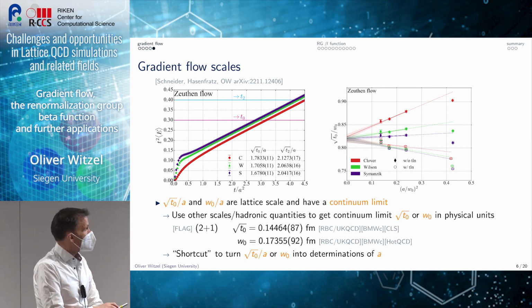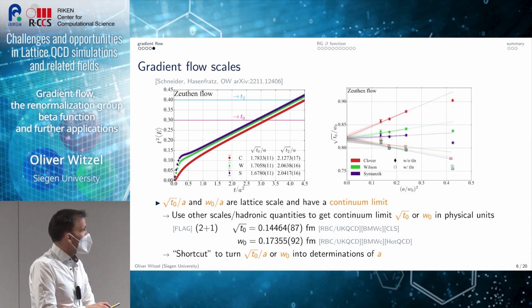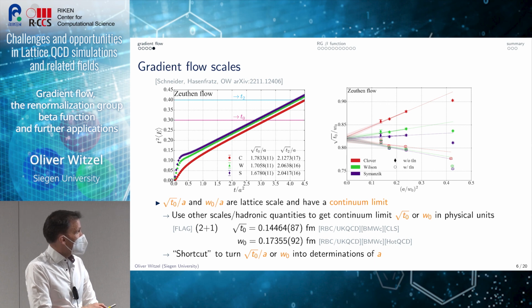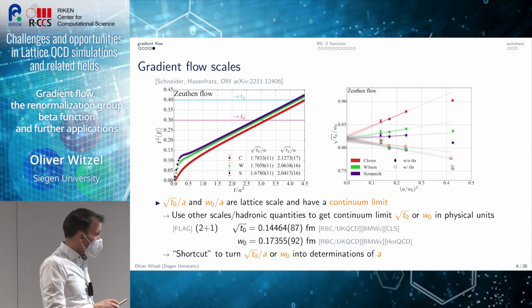And you see there are discretization effects depending on which operator you use to define t squared E. And you can likewise also use other scales. In particular, what we did in this work with my master student, Christian Schneider, is to look at discretization effects. So we defined a second scale, t2, and we're looking at ratios.